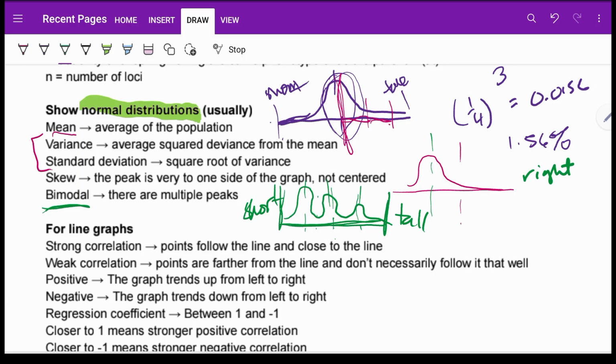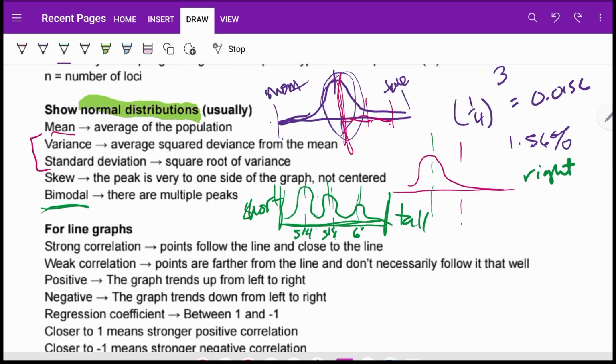So if this was, say, 5'4", 5'8", and let's do 6 foot. Basically, we're saying that there are a lot of people that are 5'4", a lot of people that are 5'8", a lot of people that are 6 foot, but there's not a lot in between. So there's not a lot of people that are, say, 5'10", 5'11". There are not a lot of people that are 5 foot flat. Most people fall under one of these peaks, and not a lot of people fall under anything else.